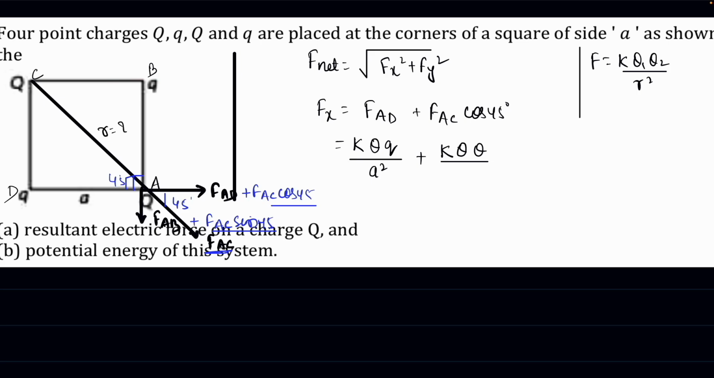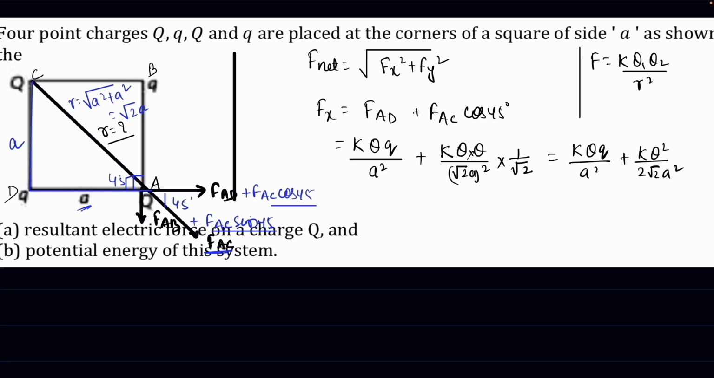So what is the value of this distance? So we know that this is a right angle triangle. We can say that A, D and C is a right angle triangle. This is A here, this is A here. So R is equal to root of A square plus A square. It's equal to root 2 A. So now we can substitute the value of the distance as root 2A whole square. Cos 45 is 1 by root 2. So it's equal to K capital Q, a small q by A square plus K Q square by 2 root 2 A square. Similarly, we need to find the value of Fy.